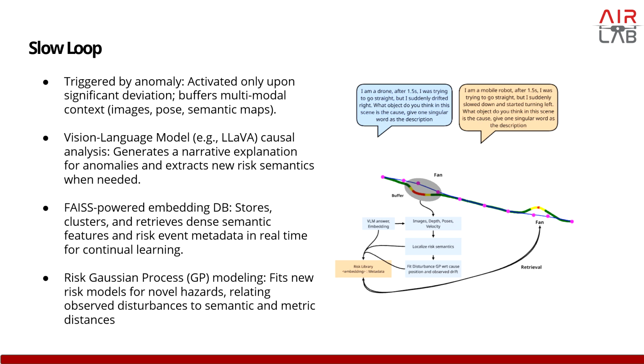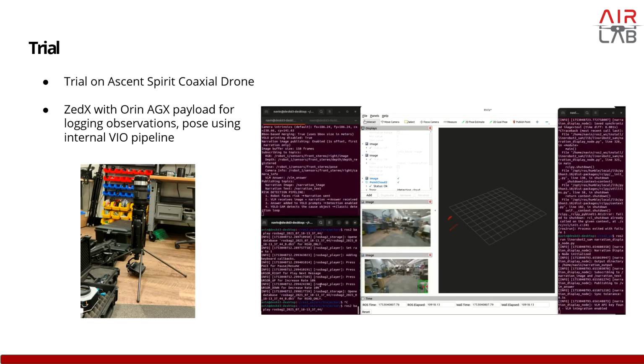To make risk assessment predictive, the system fits a risk Gaussian process. This models how observed disturbance is related not just to physical distance, but also to semantic similarity, enriching future risk prediction and enabling adaptation to previously unseen hazards. So here's a small trial on the Ascent Spirit coaxial drone to validate our pipeline. Here we use a ZED camera connected to an Orin AGX payload used for logging observations, and we use the internal visual inertial odometry pipeline to capture the pose required for the anomaly detection framework based on nominal and actual trajectories followed.